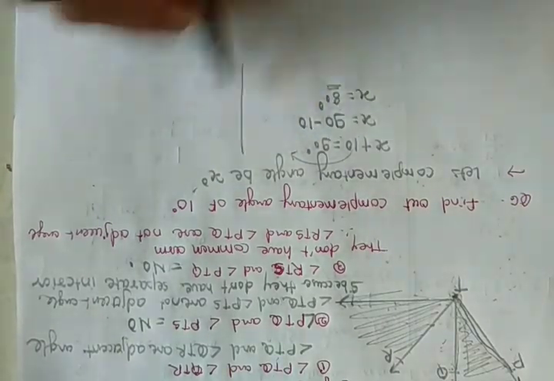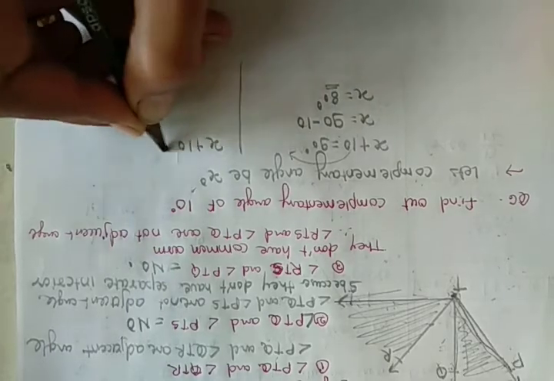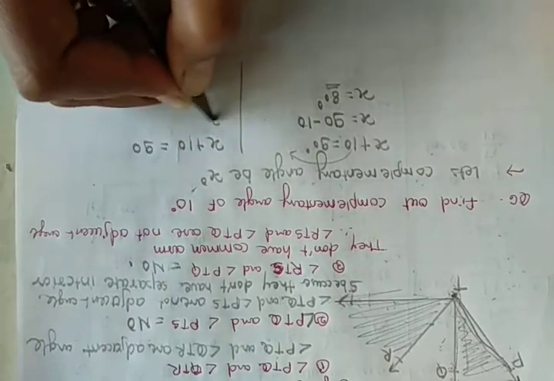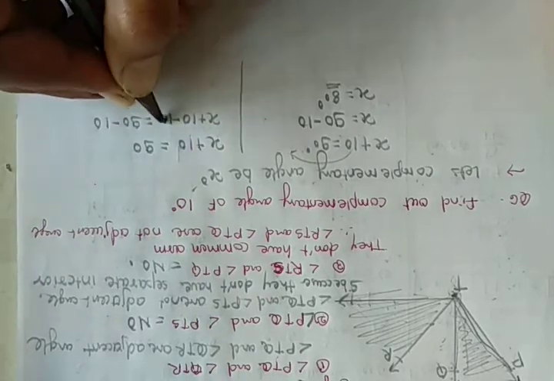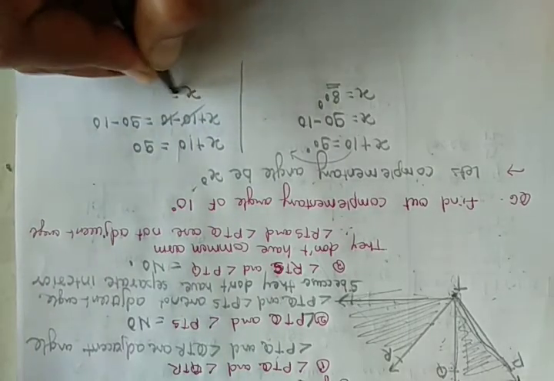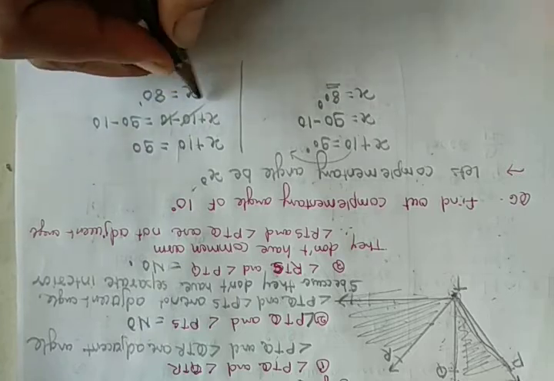You can solve like this also. x plus 10 is equal to 90. Here it is plus, so subtract 10 from both sides. Plus 10 minus 10 get cancelled. So x is equal to 90 minus 10, that is 80 degree.